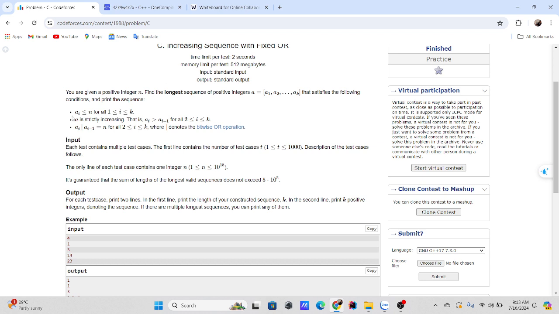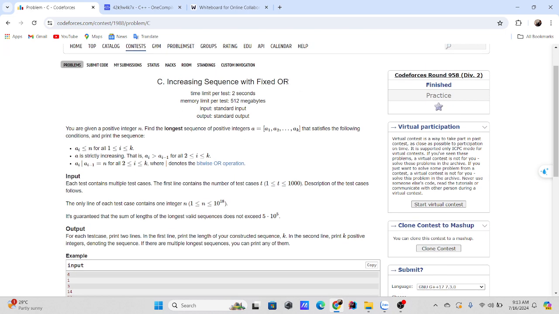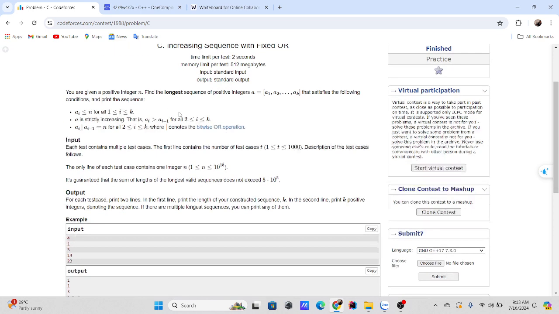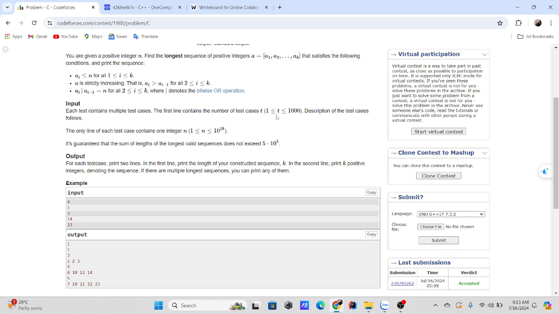And lastly, a_i OR a_(i-1) must be n. What does that mean? So in the bitwise OR, when we apply it to integers, the total must be n. Okay, so these are all the conditions in the problem, and let's read about the input.